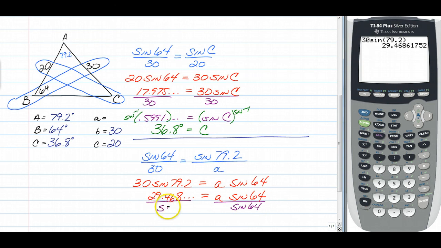So your calculator, you do not want to type in the sine of 64 and get a decimal, because from here you can just press divided by the sine of 64. Your calculator knows that value, so once you click enter, it's going to give you that little a is equal to 32.8. So now we have all missing sides done.